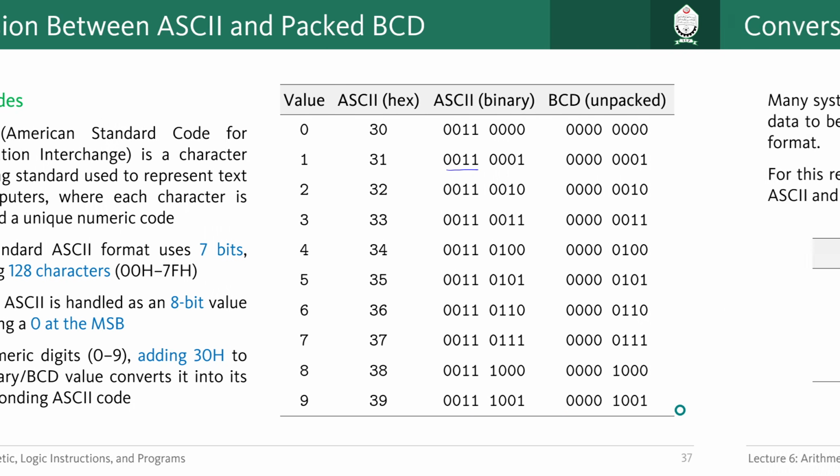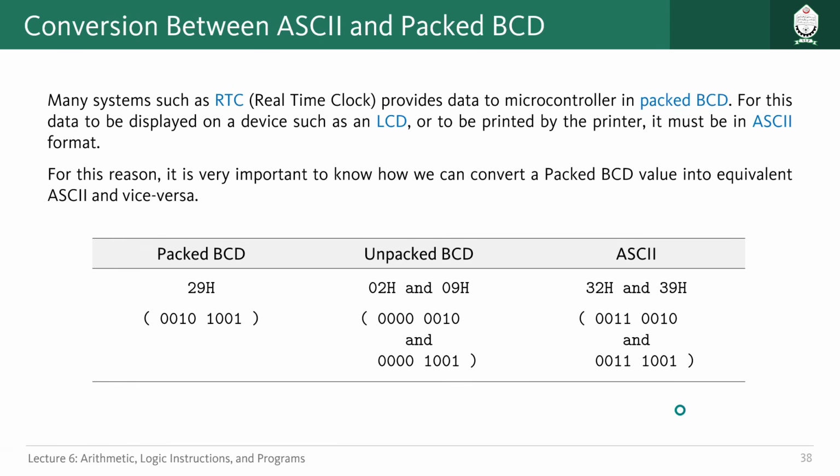Now that we understand ASCII, let us understand why it is important to know how to convert between ASCII and packed BCD. Many times in microcontrollers, different sensors and input devices are connected, and they send data to the microcontroller in the format of packed BCD. For example, we can talk about the RTC, real-time clock. It can generate time and day and send that to the microcontroller. The format in which it sends the data is packed BCD.